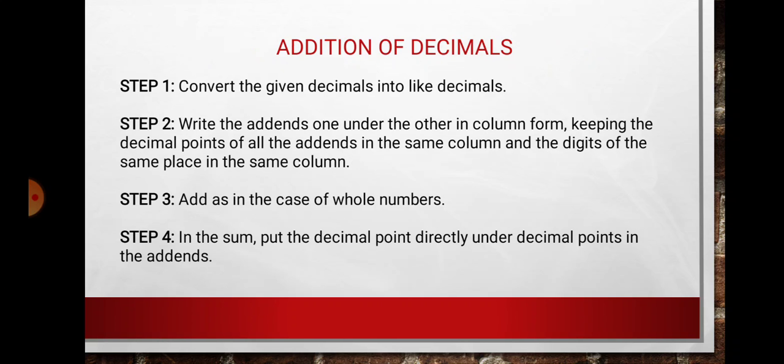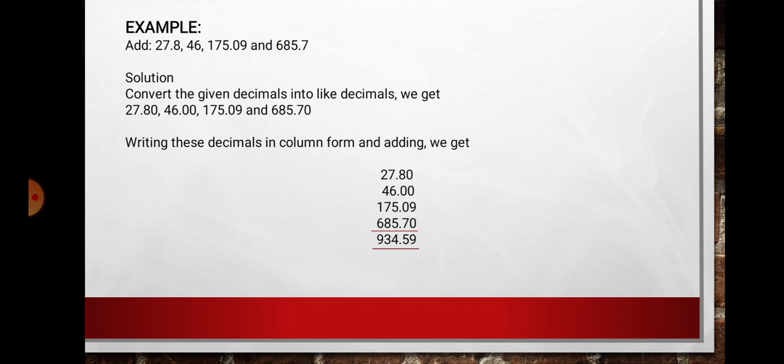Now let us learn how to add decimals. First step, convert the given decimals into like decimals, then arrange them in a proper column. Add as in the case of whole numbers. In the sum, put the decimal point directly under the decimal points in the addends. Let us see. Now we are going to add 27.5, 46.6, 175.09 and 685.7. We have already learned how to convert unlike decimals into like decimals. First proceed with that.